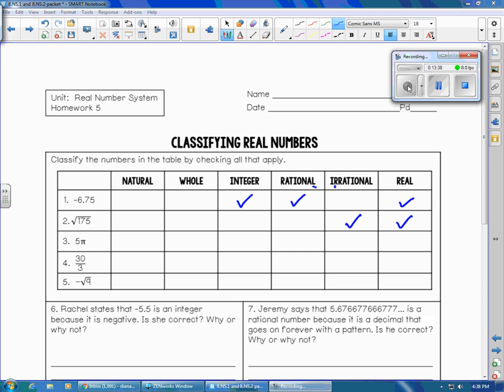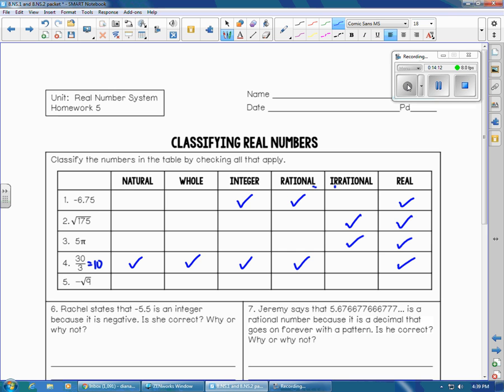Okay, instead of filling them in and having you come back to them all filled in, I just wanted to talk through it. So 5 times pi, again, real number. Pi is an irrational number, so those are the 2 boxes you should have checked. 30 divided by 3 is going to be 10. It's a real number. It's a rational number. It's an integer. It's a whole number. And it's a natural number. So the only one it's not is irrational.